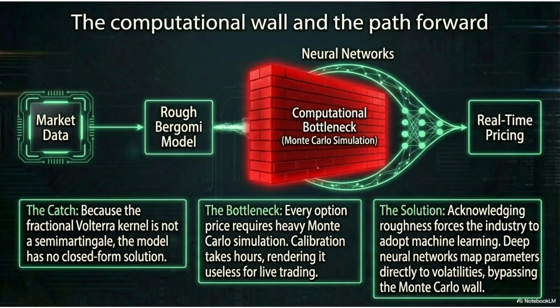However, there is a computational bottleneck, or wall, because the fractional Volterra kernel is not a semi-martingale. As we said, the model has no closed form solution, so every single option price requires heavy Monte Carlo simulations, turning calibration into a bottleneck that takes hours, rendering it useless for live trading. The solution forward is clear. We acknowledge that roughness forces the industry to adopt machine learning to fix this bottleneck, because deep neural networks can map parameters directly to volatilities, entirely bypassing the Monte Carlo simulations.